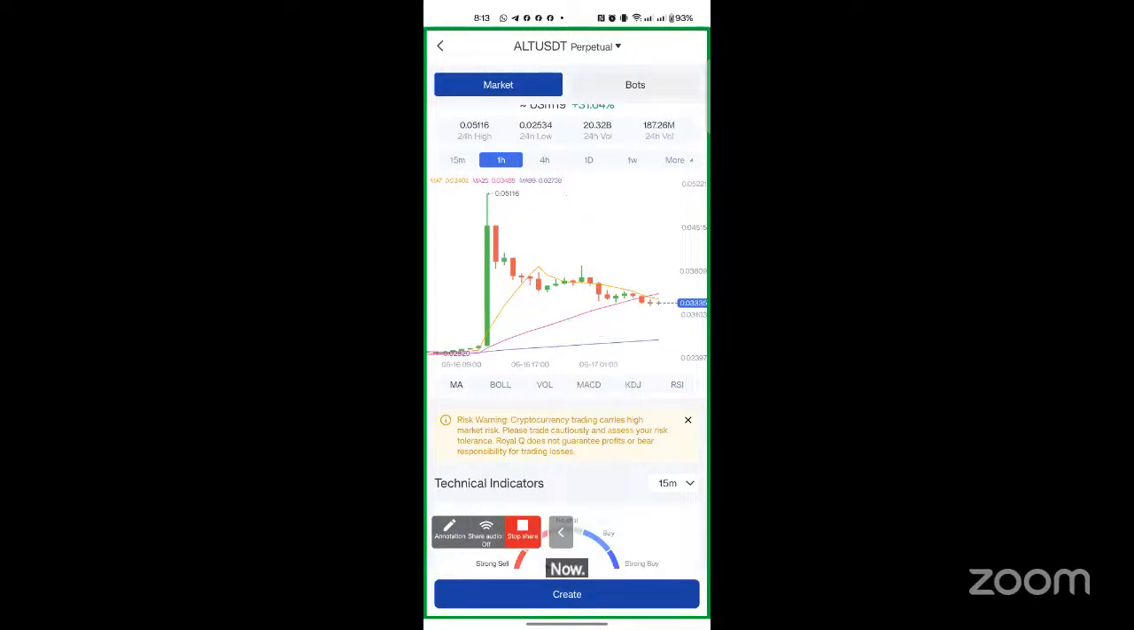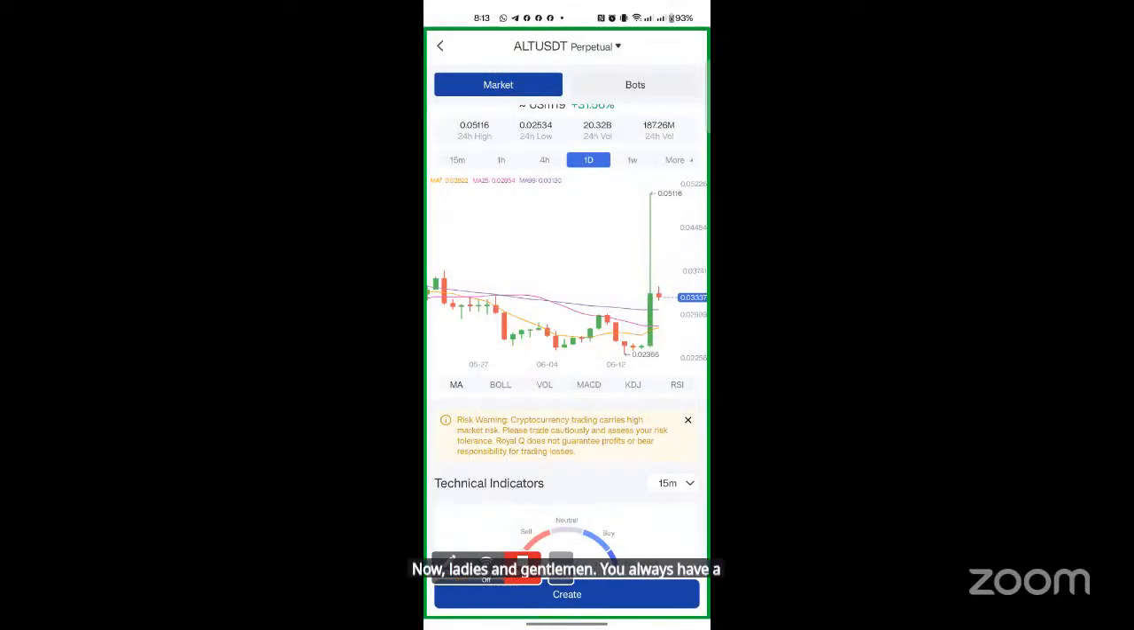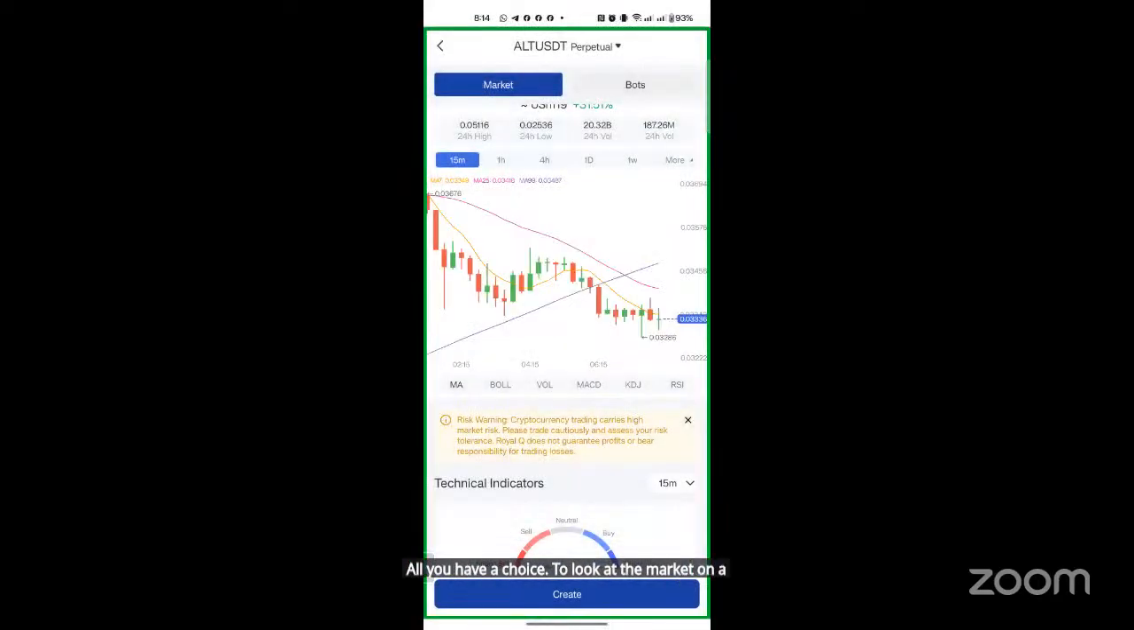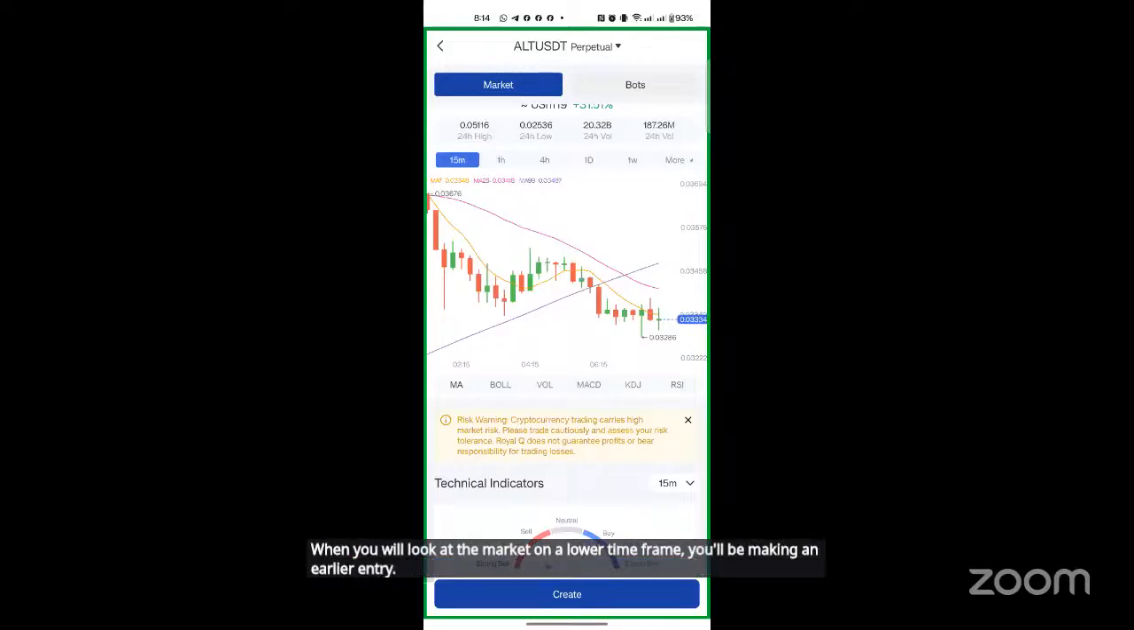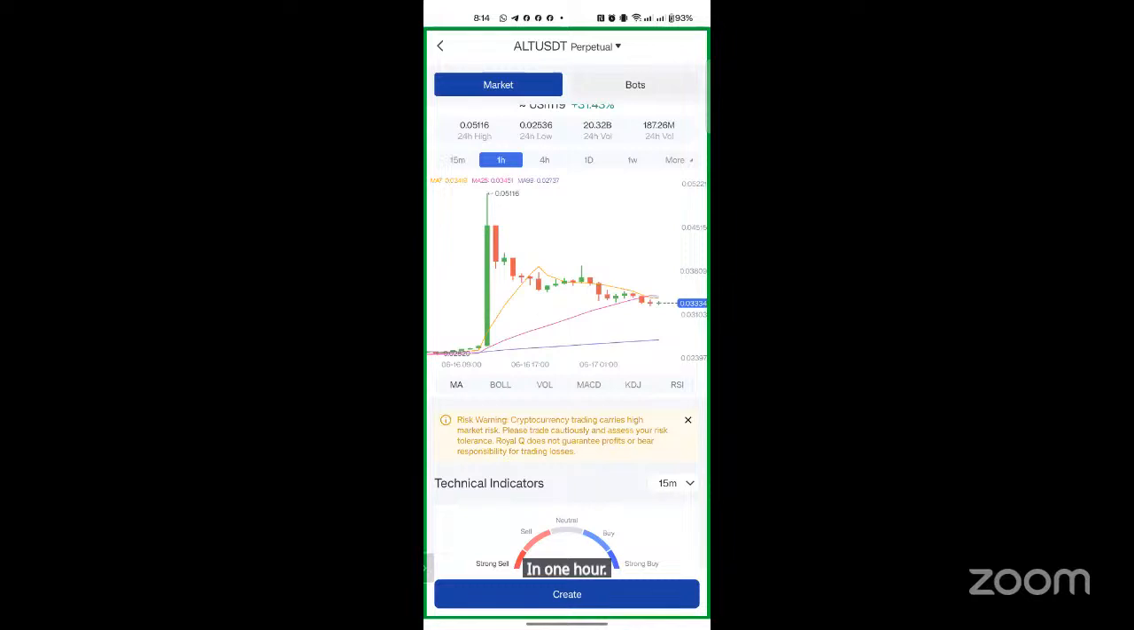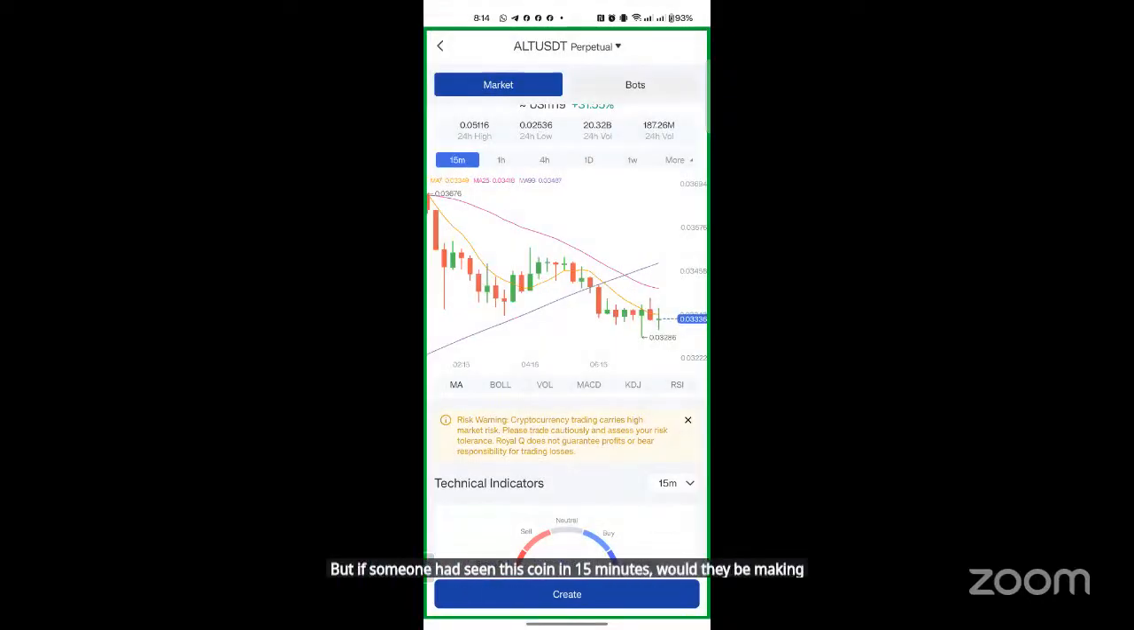Now, ladies and gentlemen, you always have a choice to look at the market from a bigger time frame or a bigger picture, or you have a choice to look at the market on a lower time frame. When you look at the market on a lower time frame, you'll be making an earlier entry. In 1 hour, this coin is now trying to change. But if someone had seen this coin in 15 minutes, would they be making money? Give me some answers in the chat.